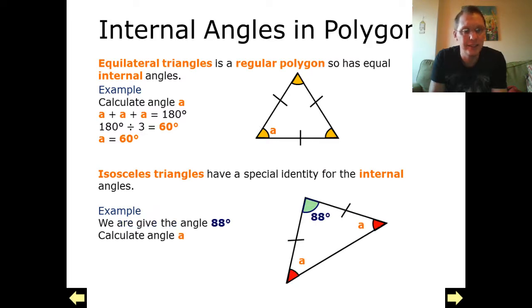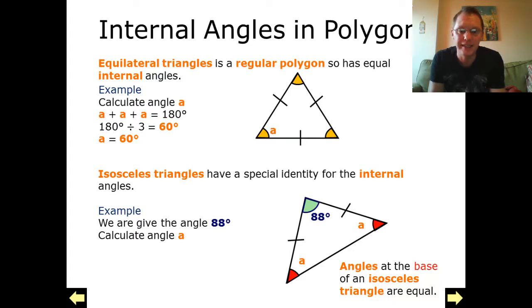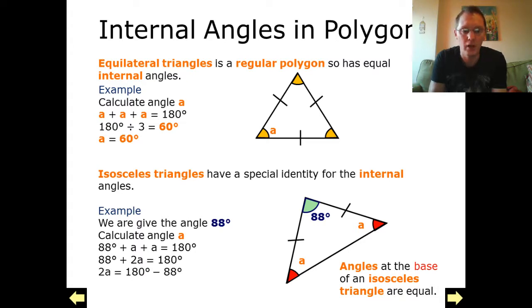For an isosceles, here we've got our isosceles triangle, where the definition of an isosceles, the base angles at the base of the triangle are equal. We've been given the angle of 88 degrees for the one angle. To calculate A, we know that the angles at the base are equal. So if we take the 88 away from 180 and then halve this, it will give us the size of just one of these angles, which is 46 degrees.